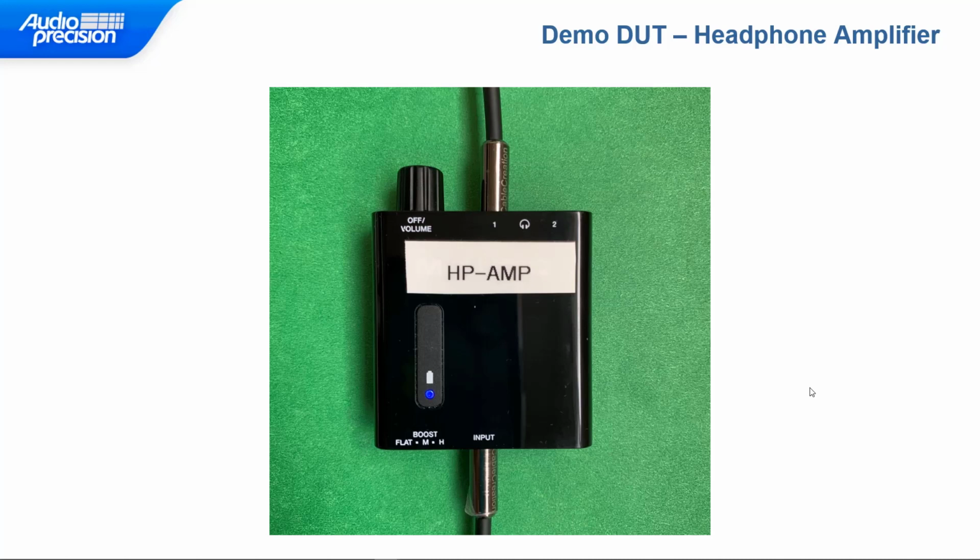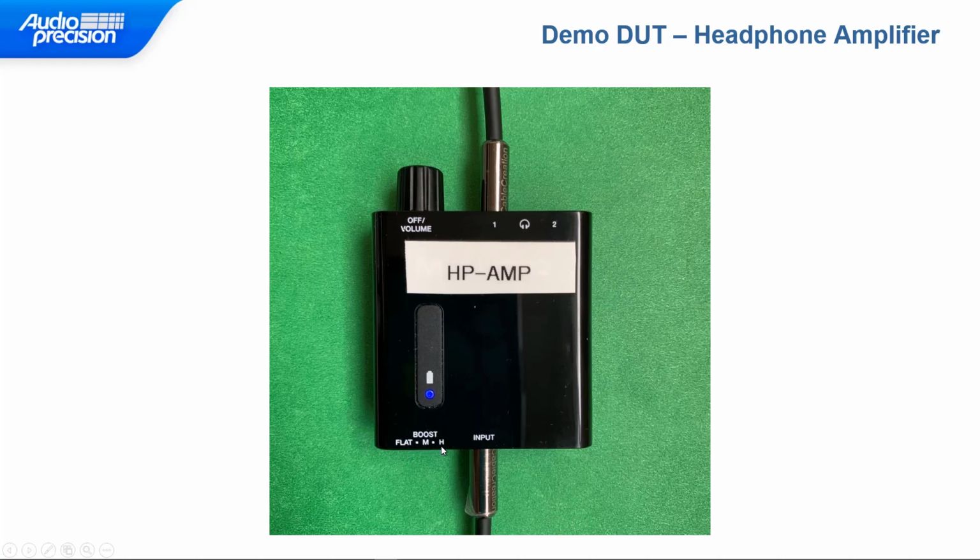This headphone amplifier is battery powered. It has one analog input and 2 analog outputs, presumably so 2 headphone users can listen to the same content simultaneously. Controls and indicators on the device include a knob that doubles as a rotary on-off switch and a volume control, an LED that turns blue when the battery charge level is adequate and red when it is not, and a 3-position slide switch for the bass boost or equalizer feature with settings of flat, M for medium, and H for high.